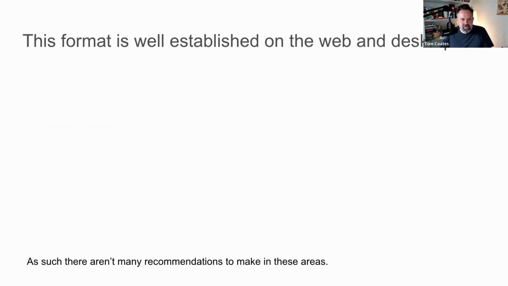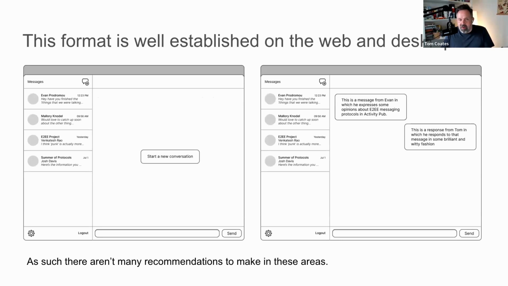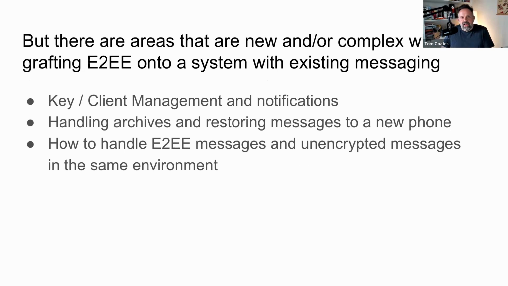And if you click again, on the web and desktop, effectively a very similar thing happens. Instead of it being a column, a page that you tap on and then slide into a subview, they put the messages on the left and then the conversation is on the right. And again, there aren't really a lot of recommendations to make in these areas if you click again. And so this brings me back to trying to work out what are the areas where we really do need to help people. And these are the three major ones that I want to talk about a bit today.